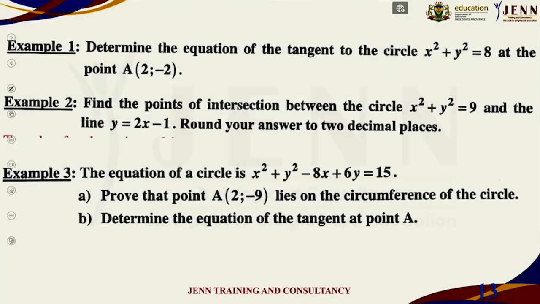They say determine the equation of the tangent to the circle x squared plus y squared equals 8 at point A. The coordinates of point A will be 2 and -2.